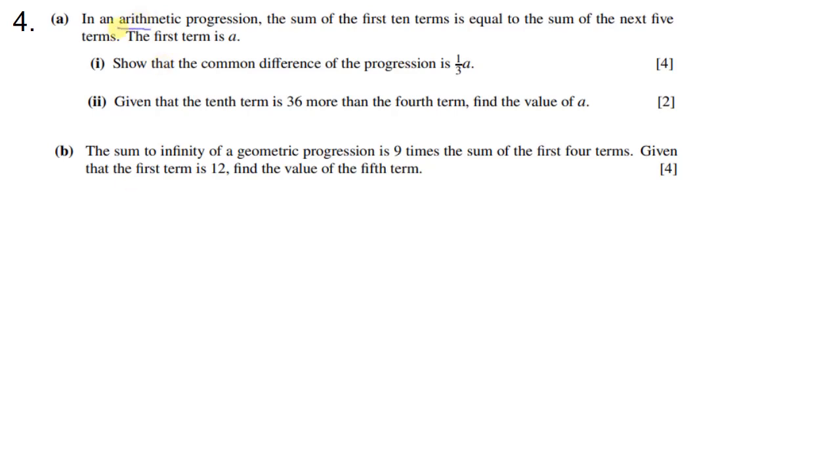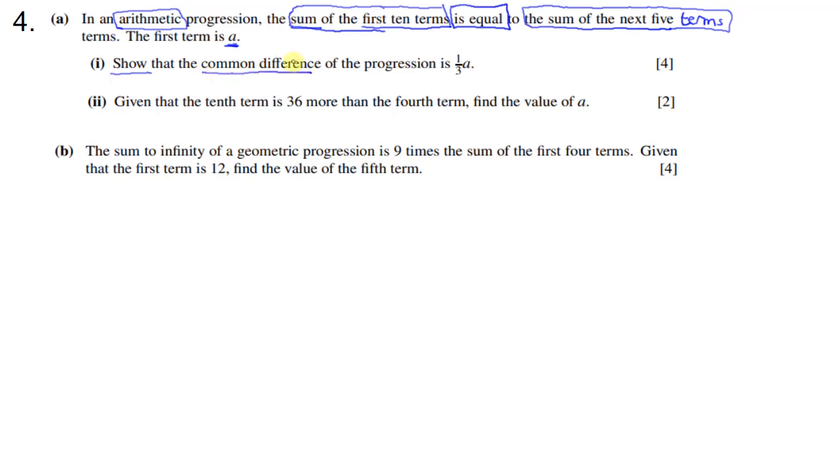In this problem, we've got an arithmetic progression, and they're telling us that the sum of the first 10 terms is equal to the sum of the next 5 terms. Now, I know that's a sentence, words, but you see how that's basically an equation? They're telling us to write this equation where the sum of the first 10 terms is equal to the sum of the next 5 terms. And then we're going to show that the common difference, or D, is equal to 1/3 A.